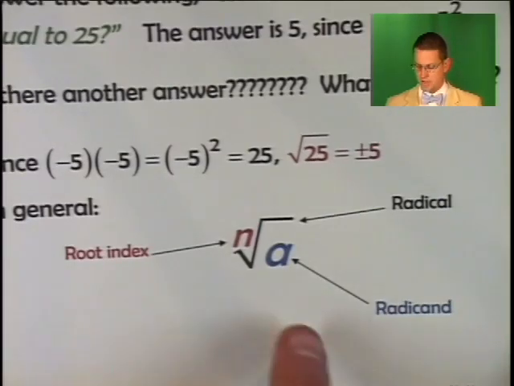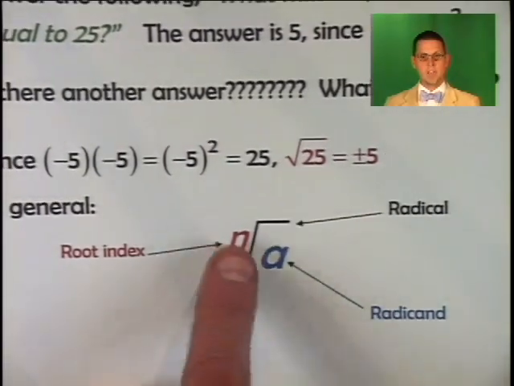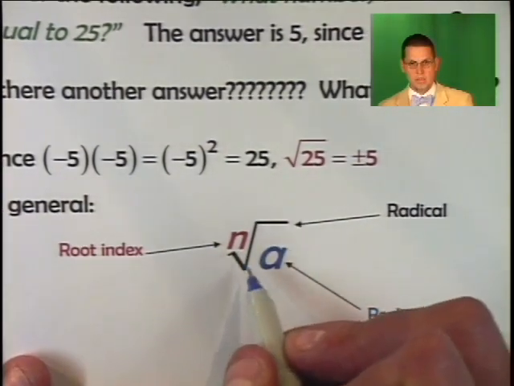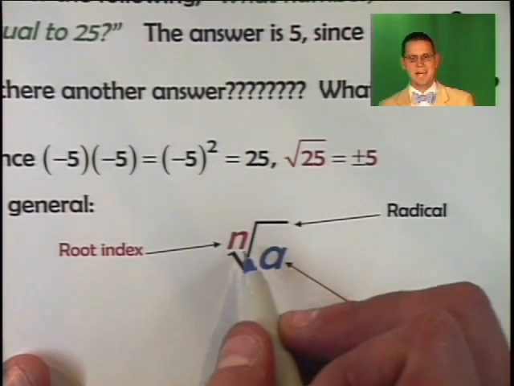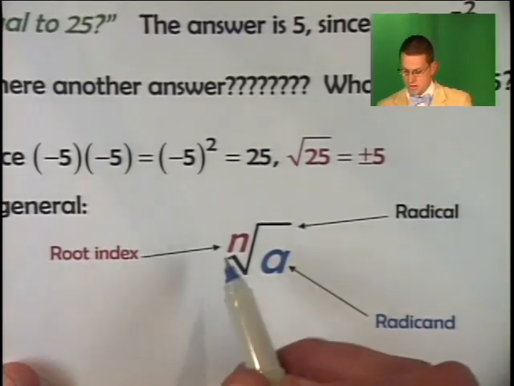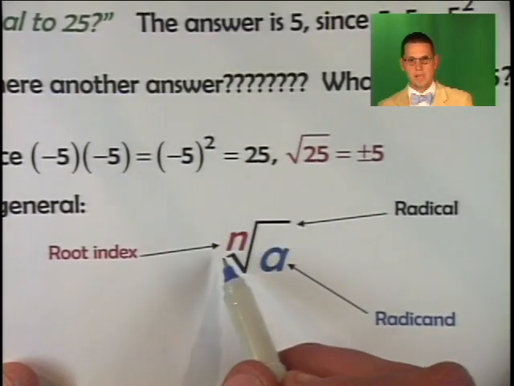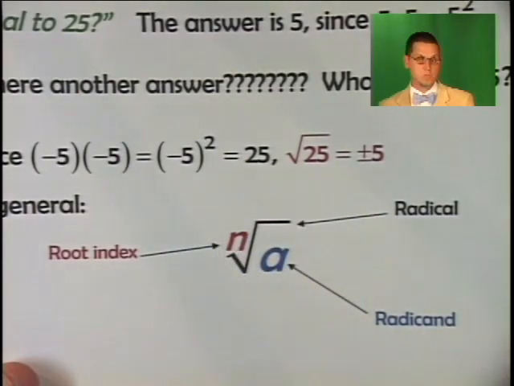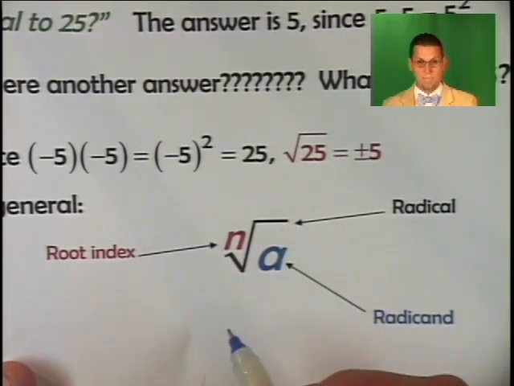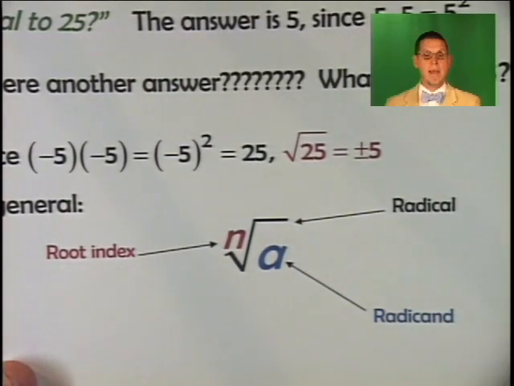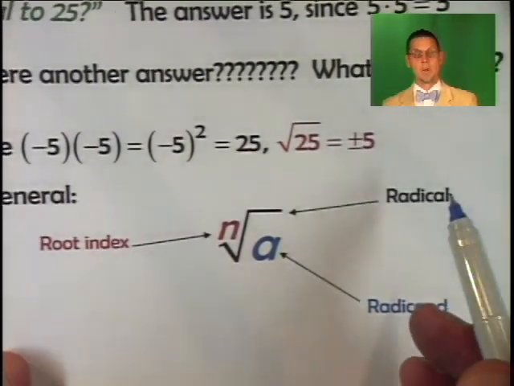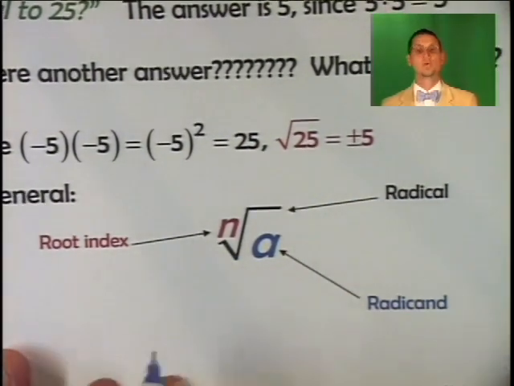It's not an equation yet. We have the root index, which we're going to call n, and it's written right here. There's a little v right here. It's almost like a little nest, and the root index is going to be placed inside there. The actual symbol itself that has this little flare on it that creates the nest for the root index is called the radical. The radical is the symbol. The thing that you're taking the radical of is called the radicand. So we got the radical, the radicand, and the root index.